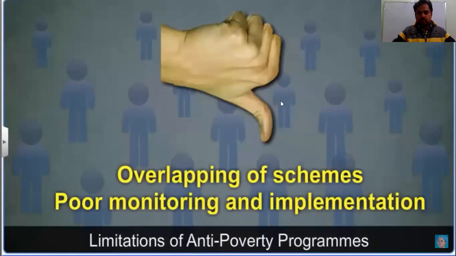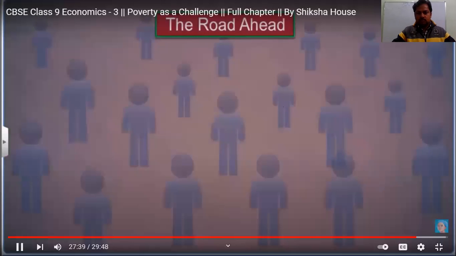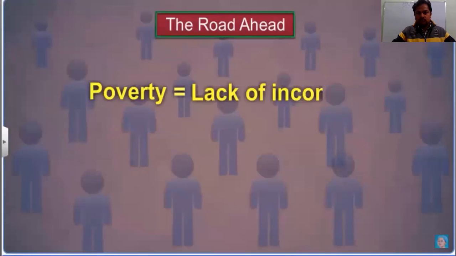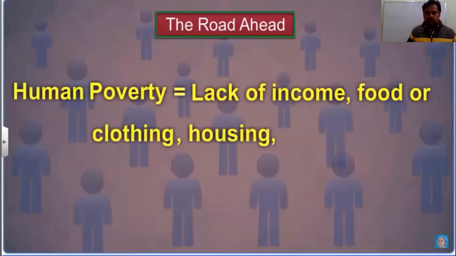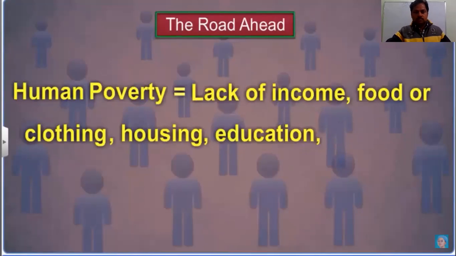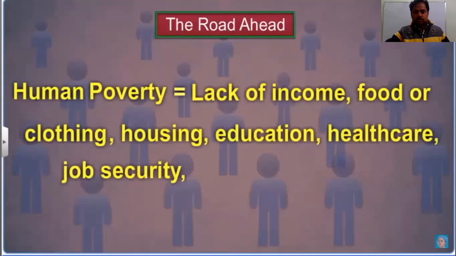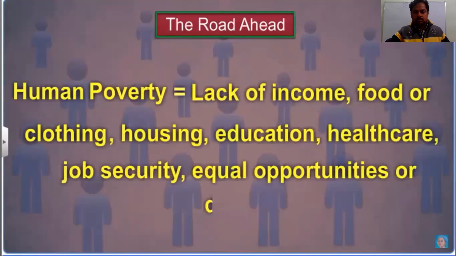The traditional definition associates poverty only with the lack of income, food, or clothing. This definition is now changing. Today, social scientists talk of human poverty that extends beyond the traditional definition of poverty to include lack of housing, education, healthcare, job security, and lack of equal opportunities or dignity due to discrimination based on caste. This is the definition of human poverty.